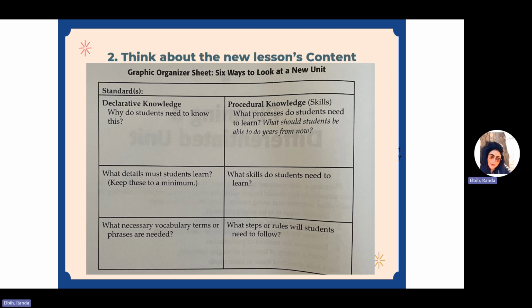On the other hand, there is the procedural knowledge or the skills. So, what processes do students need to learn? And what should students be able to do years from now? And it's important to think about the transferable skills, because we're not just teaching students to succeed in this lesson. We want them also to transfer the skills to do other lessons and units in the future, right? So what skills do students need to learn, and what steps or rules will students need to follow?